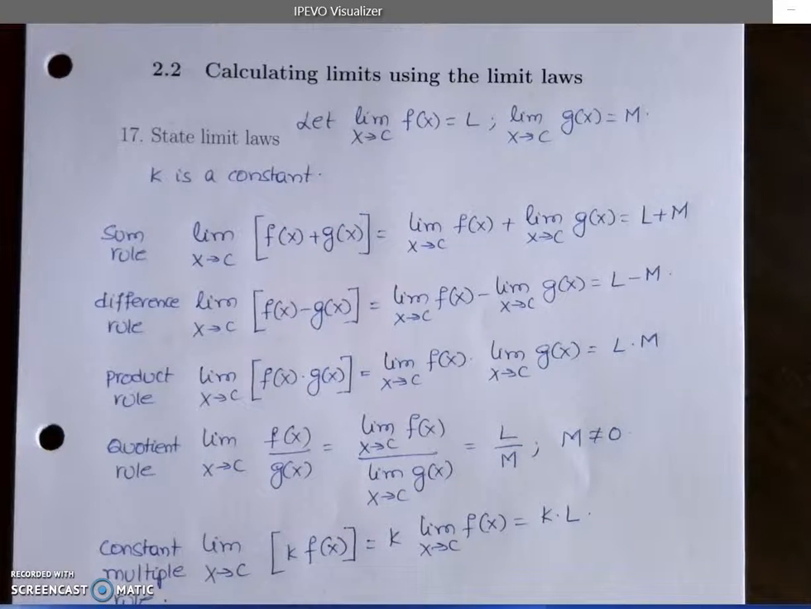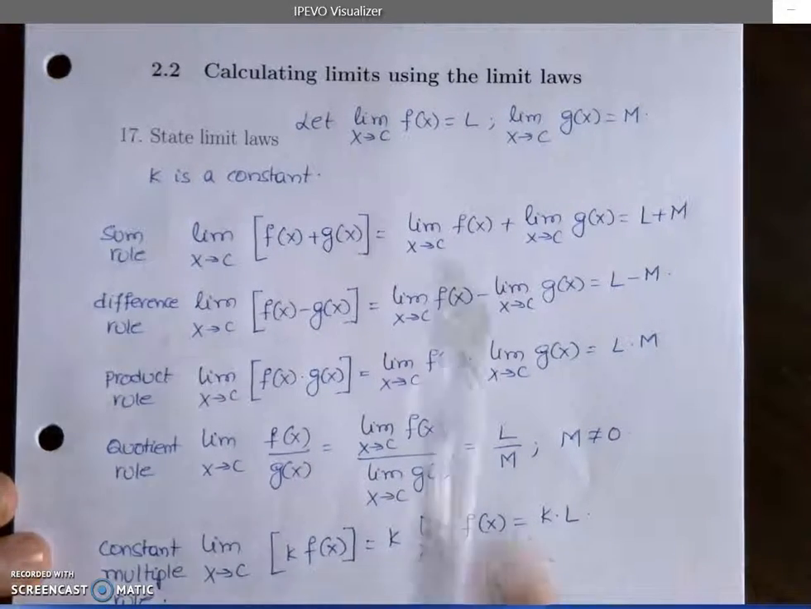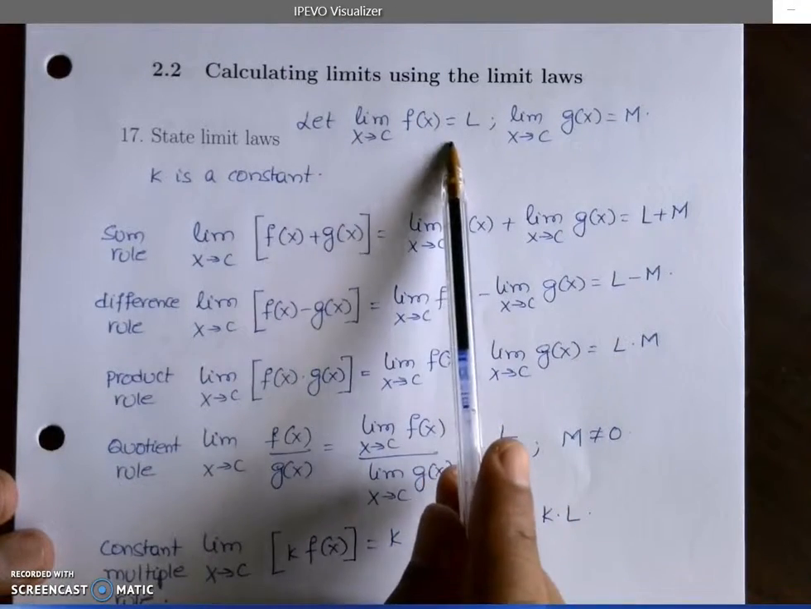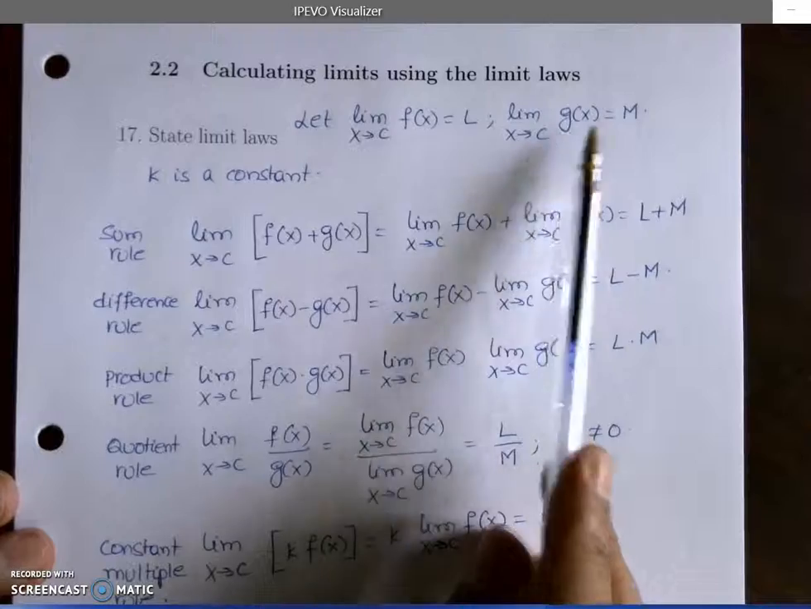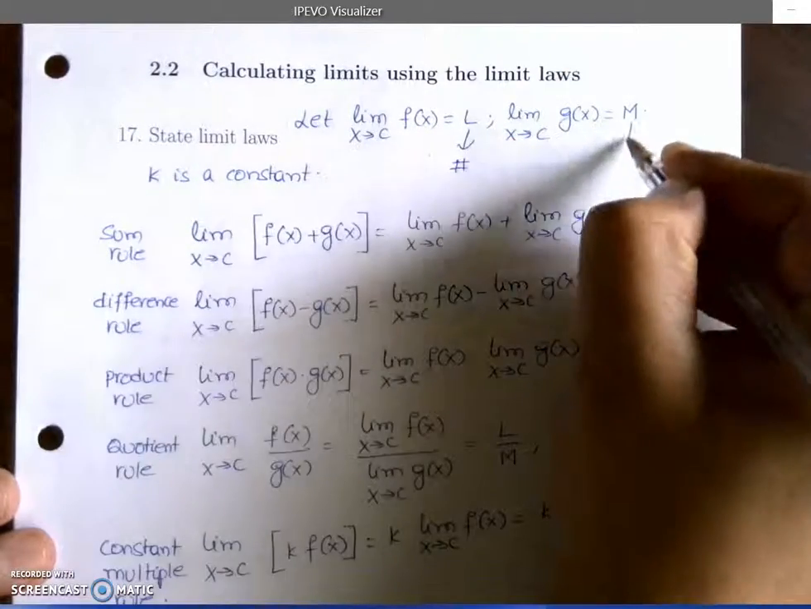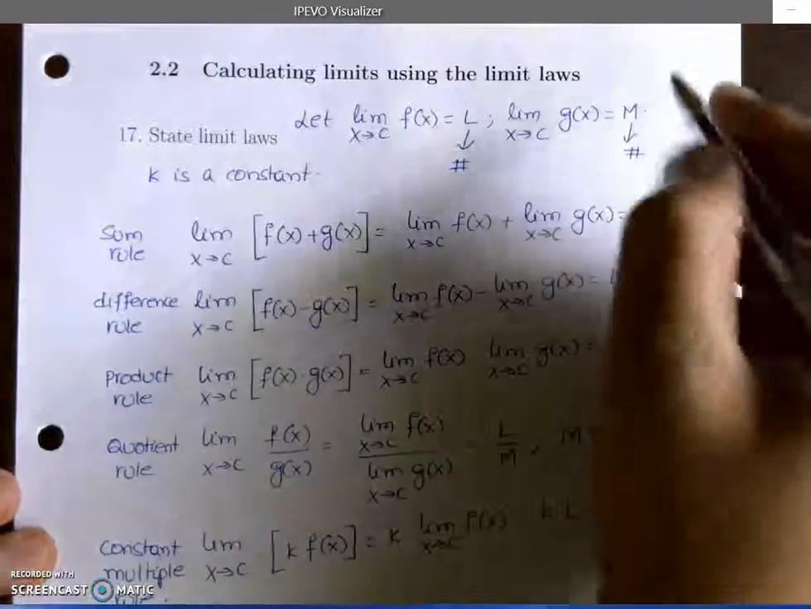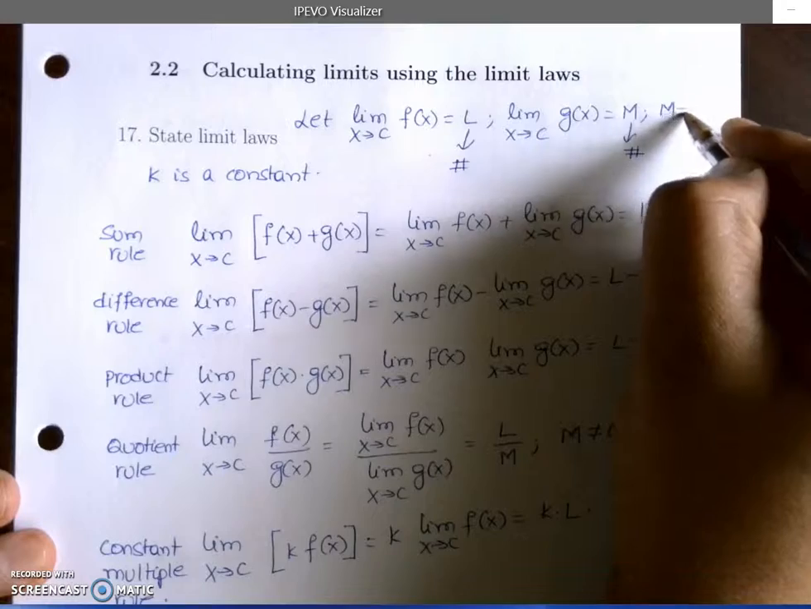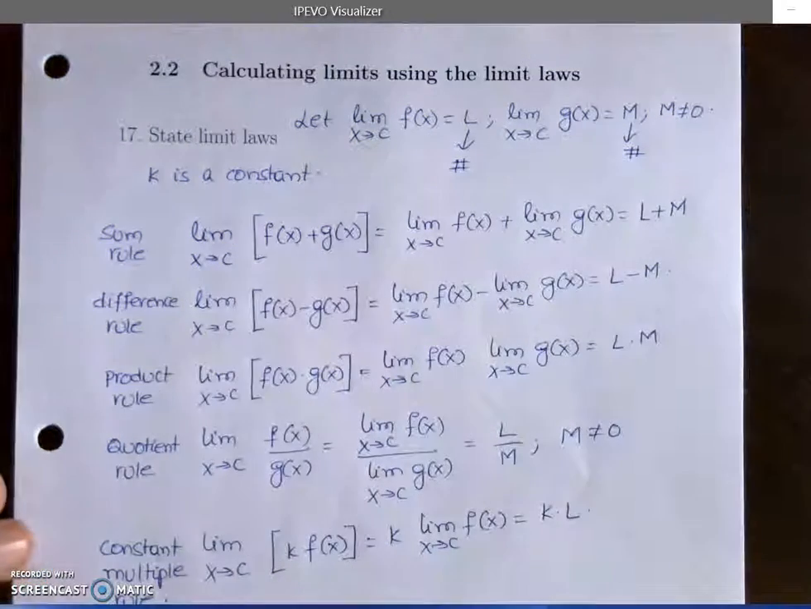In this video, we will state the limit laws and we will work out a few problems involving the limit laws. Now let the limit as x goes to c of f of x equal L, and the limit of the function g is m. As you can see, L is any real number, m is also any real number. More specifically, we want m to be not equal to 0. Why is that? I will explain that to you in a moment.